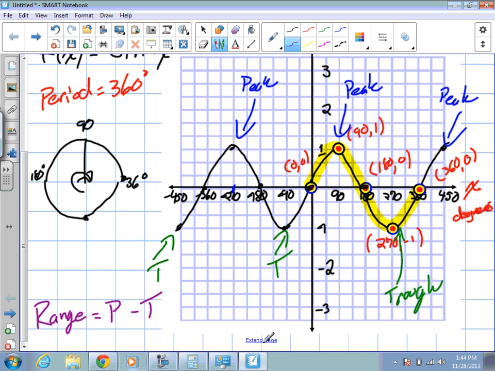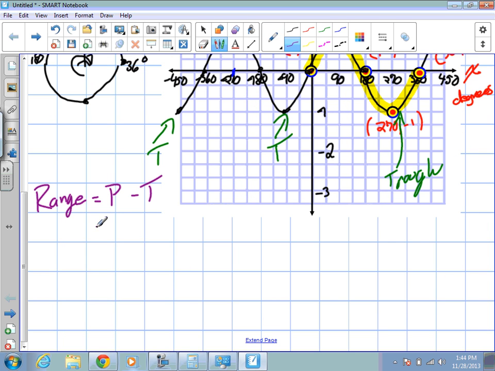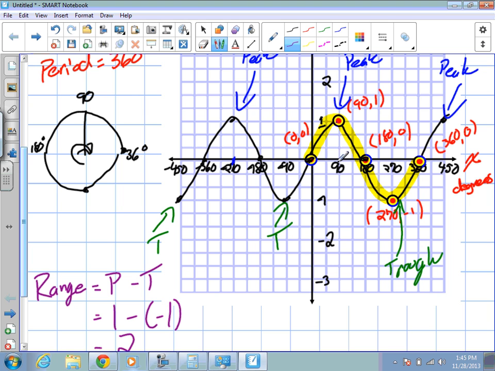Let's think about distances in terms of the y-axis, because the x-axis would be left to right. What about up and down? The range would be an up and down measurement. So what is it, Ivan? 1. Yeah, our peak is 1, and what is our trough? -1. So our peak is the value of 1, and we subtract -1. How far is our range? 2. That makes sense, right? We're going from 1 all the way down to -1. That's a difference of 2. So the range of this function is technically 2 units.